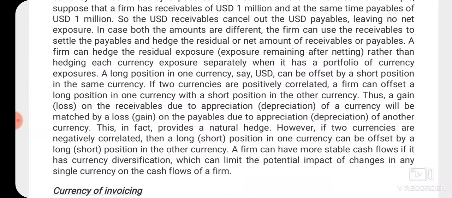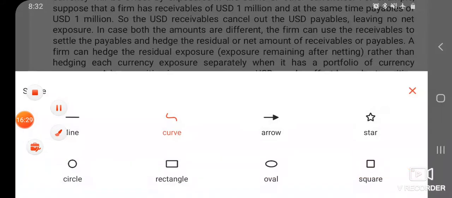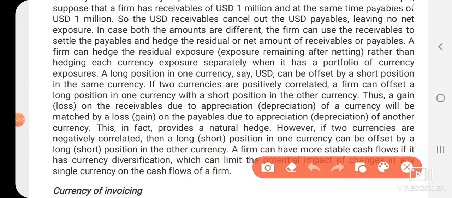If two currencies are positively correlated, a firm can offset a long position in one currency with a short position in the other currency. Correlated means a mutual relationship between them.